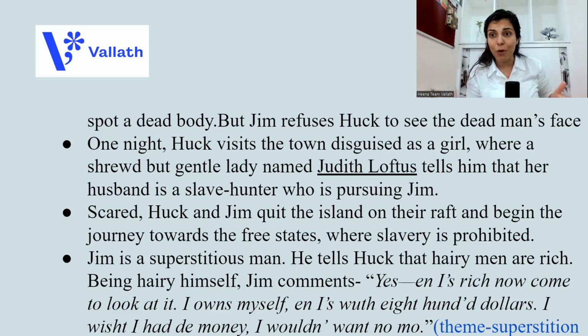Okay, so now Huck has decided, Jim, let's go up north so that I can drop you there and you will be free. Okay, Jim is a superstitious man. He tells Huck that hairy men are rich. Can you imagine? If you have a hairy chest, hairy back, you will be rich. Being hairy himself, Jim comments, listen to this.